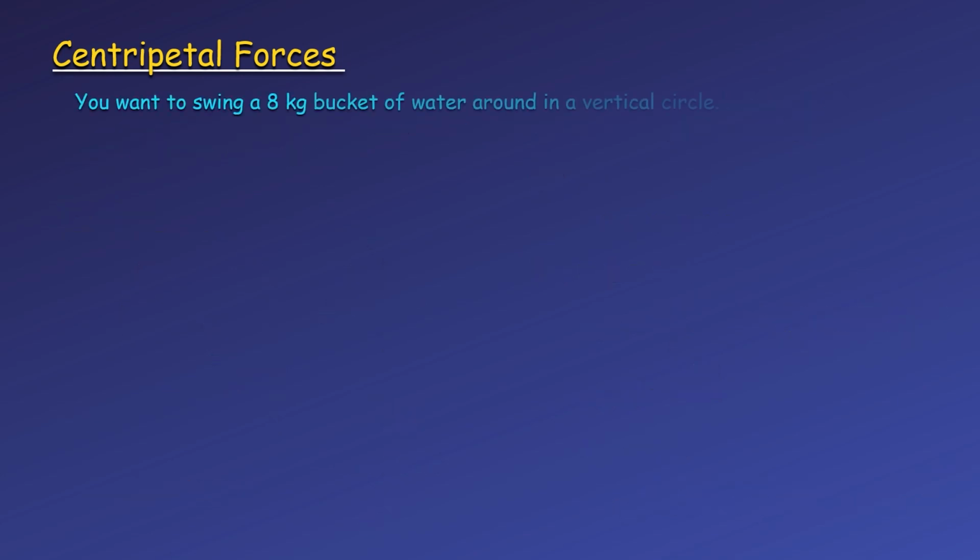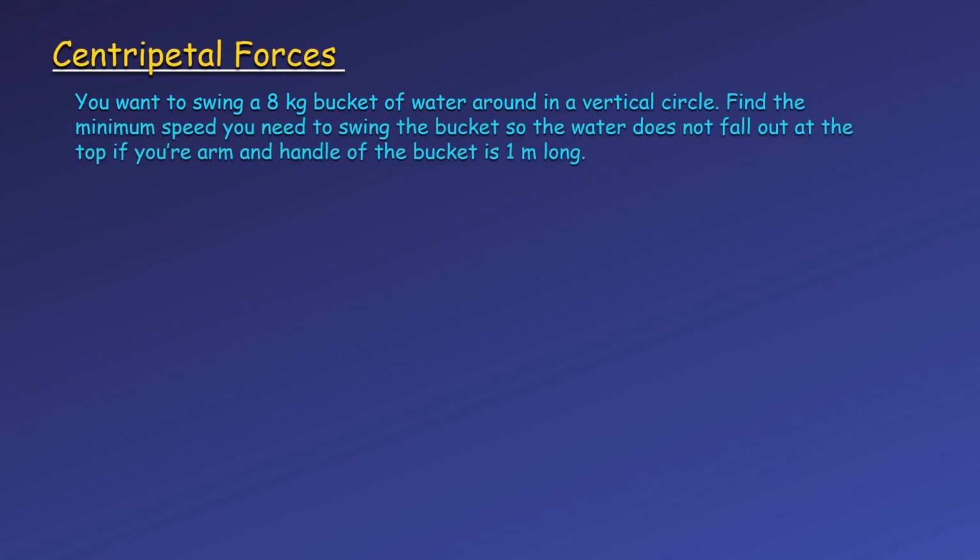In this next problem, we'll have an object moving in a vertical circle. You swing an 8 kilogram bucket of water around a vertical circle. Find the minimum speed you need to swing the bucket so the water does not fall out if your arm and handle of the bucket form a radius of 1 meter. For this problem, we only need a side view. However, we will want to draw the side view with the bucket at the top of the circle.